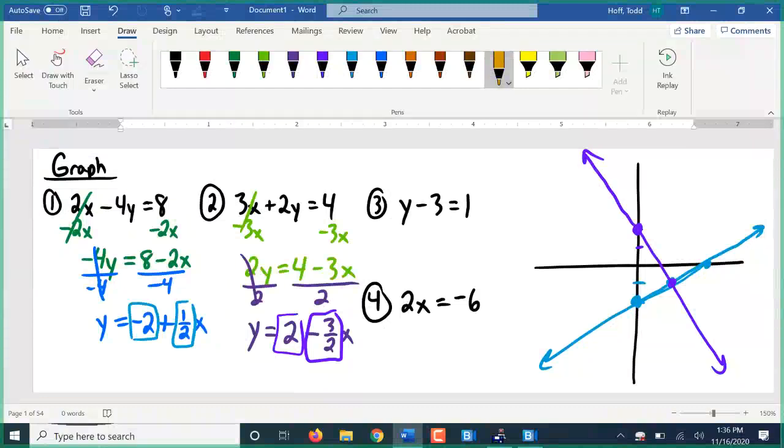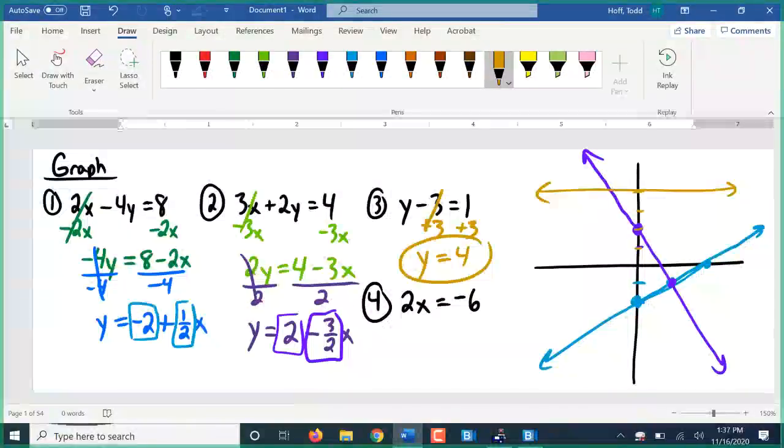For number 3, if we only have one variable in the equation, to graph it, we need to solve for that variable. Here we have y minus 3 equals 1, so we're going to solve for y. We're just going to add 3 to both sides. There we go. So that minus 3 is gone. We get y equals 1 plus 3 is 4. So y equals 4. We go 1, 2, 3, 4. It is a horizontal line at y equals 4. We go to positive 4 on the y-axis, and that's where that line goes through.